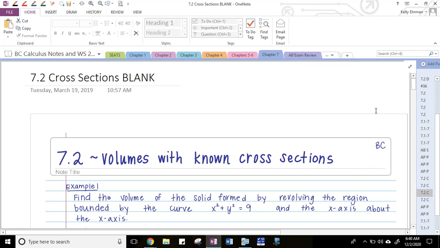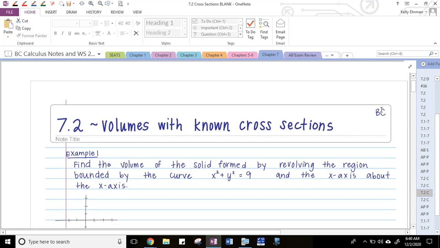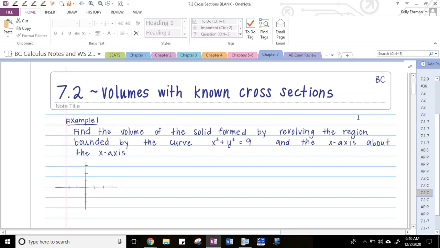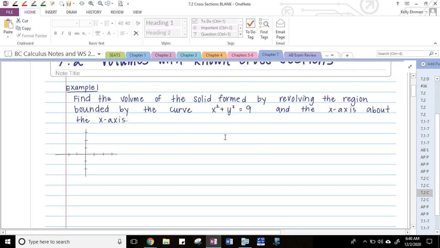All right, we're still in section 2, and we're going to talk about one more way to find volume, which is using a known geometric shape as a cross section to kind of fill the volume. So let's look at a problem, and then I have another one of those cool little GeoGebra simulations to look at.